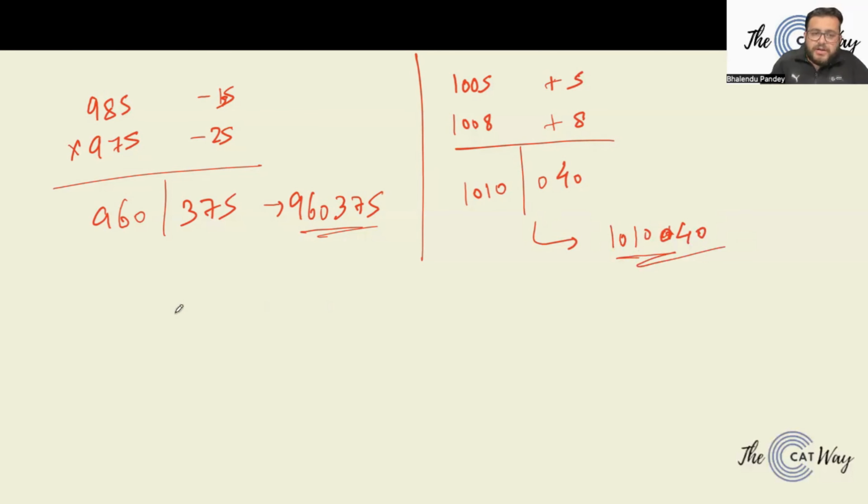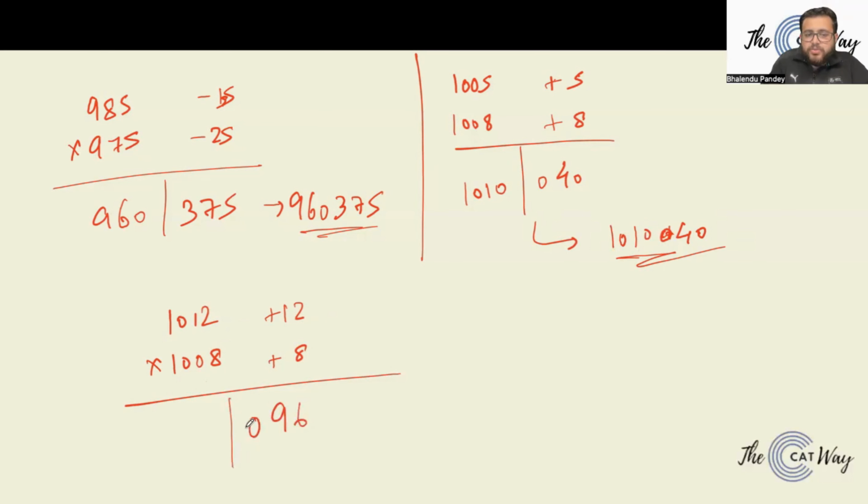Correct? Let's solve one more. 1012 multiplied by 1008. So this is plus 12, this is plus 8. What do we get? 12 8s are 96. We need to make it a 3-digit number. We add a 0. 1012 plus 8, 1020. The final answer that we get is 1020096. This is your final answer.